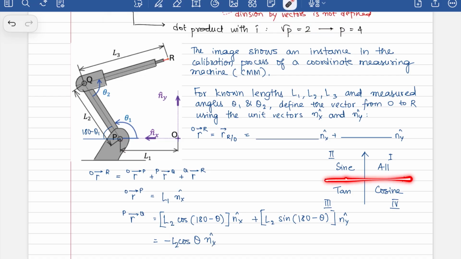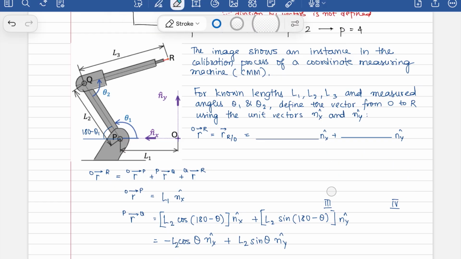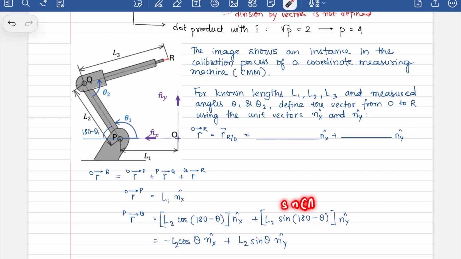In this case, you're going 180 minus, so it is still sine, but because sine is positive there anyway, it remains as positive. So L2 sine theta in the y hat direction. If this is difficult for you to remember, you can always use sine of a minus b, and then you'll get the same answer. Here you have cos of a minus b, and you get the same answer.